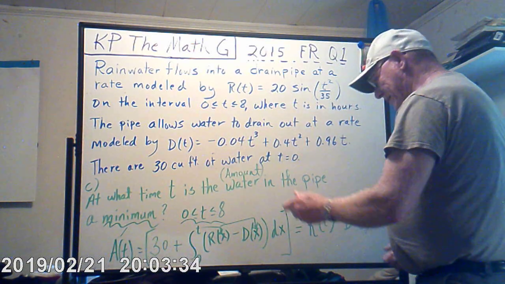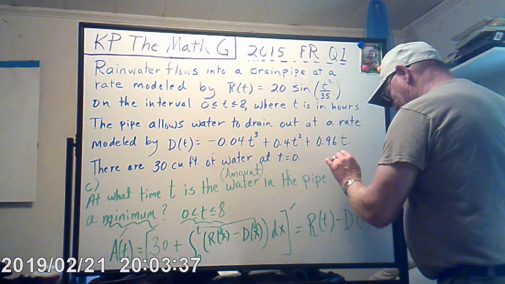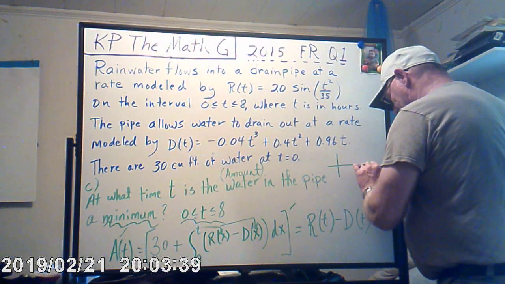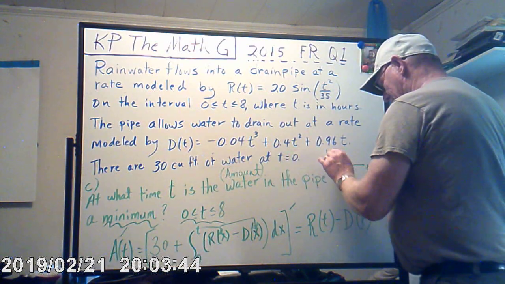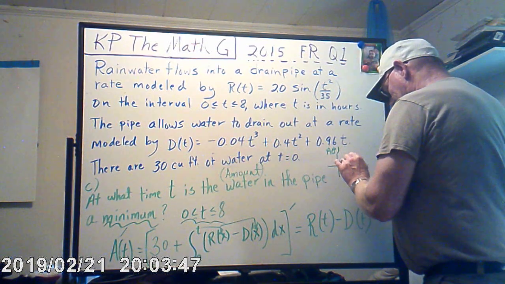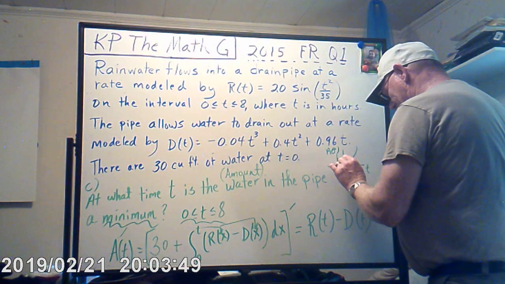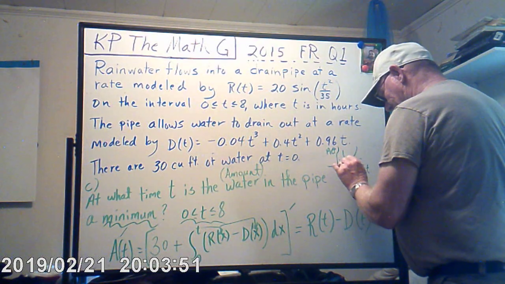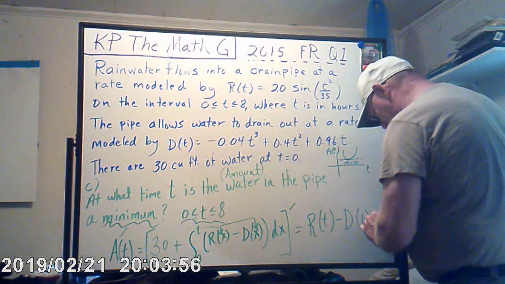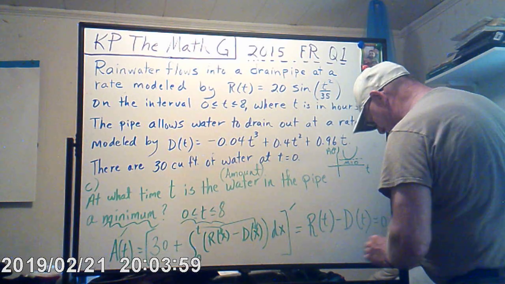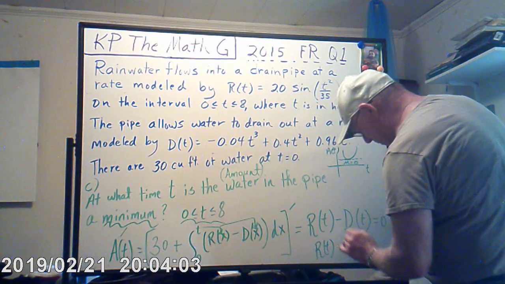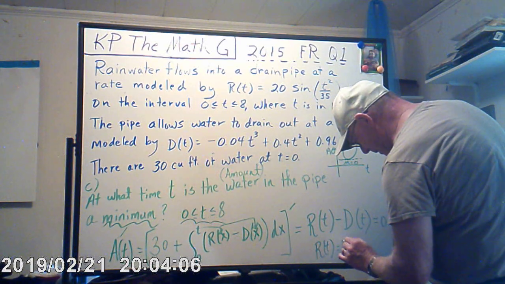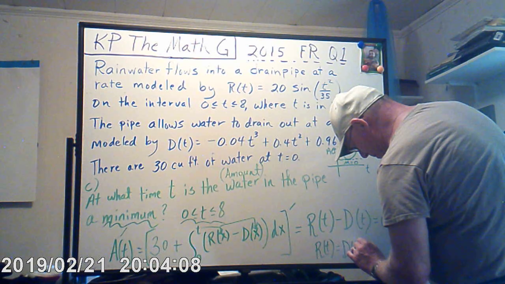Now, of course, it's a minimum, so if something is a minimum, say at t and then a at t, it's going to have a horizontal tangent, so that slope m is equal to 0. We want this to be equal to 0. So in this case, we have r at t, and I'm going to bring this to the other side, and that's equal to d at t. We want that to be equal.